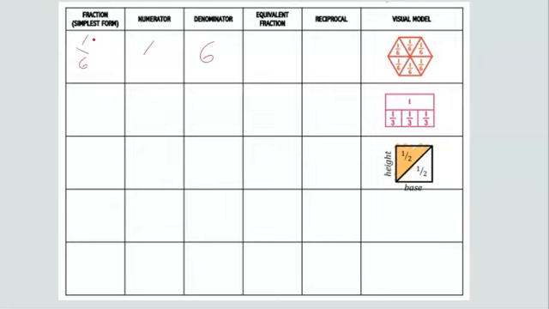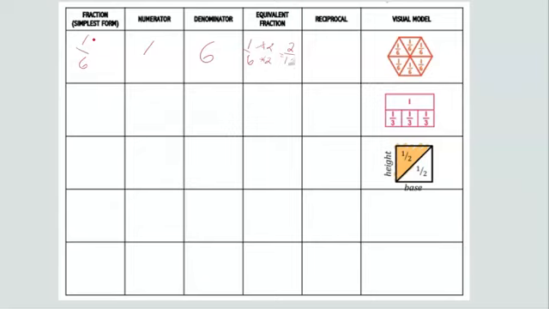An equivalent fraction, we can take both the numerator and the denominator times 2, times 3, times any number we want, as long as we multiply both the top and the bottom, the numerator and the denominator, by the same factor. I'm going to multiply both numbers by 2, so 1 over 6 times 2, which would give us an equivalent fraction of 2/12.